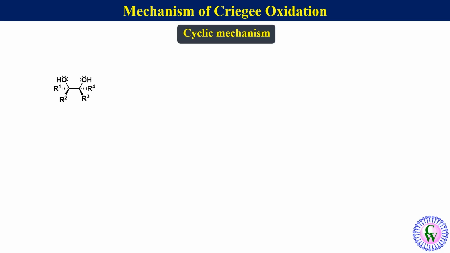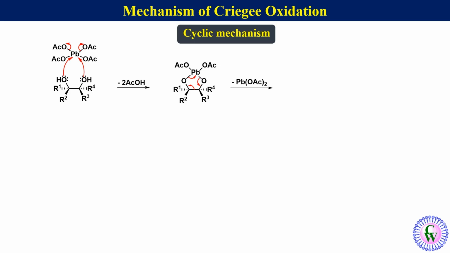The diol and lead tetraacetate react together where the two hydroxyl groups attack on lead. That leads to the removal of two acetic acid molecules and thus generation of a 5-membered cyclic intermediate involving the lead atom. This intermediate then decomposes like this to lead diacetate and two carbonyl molecules.